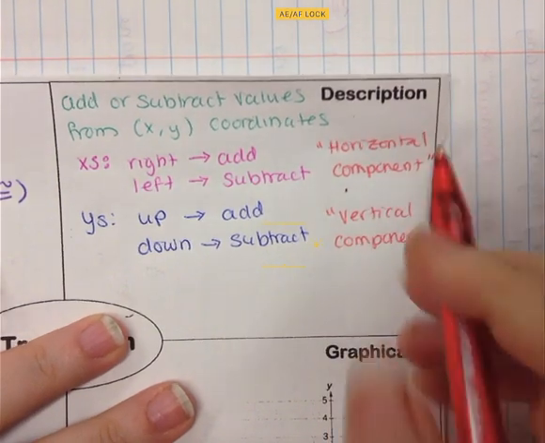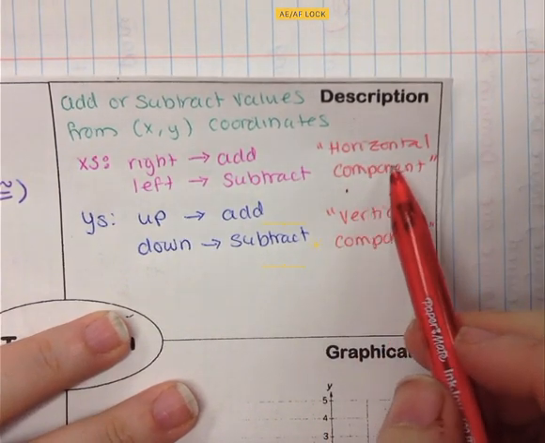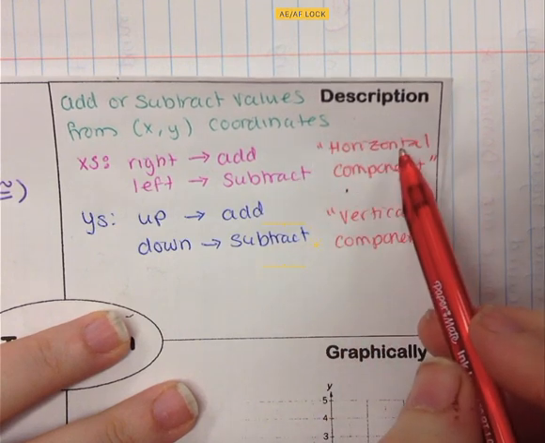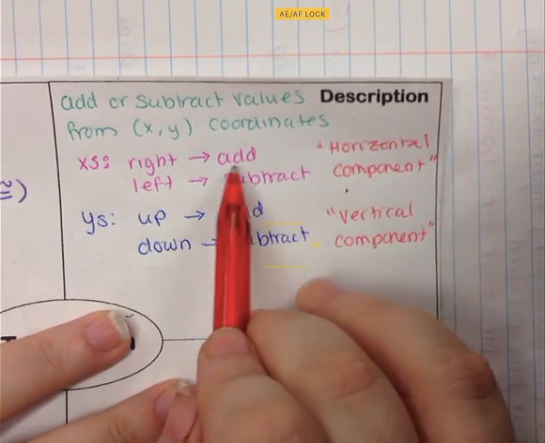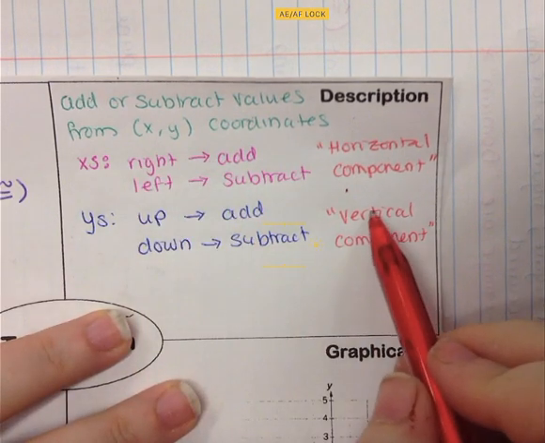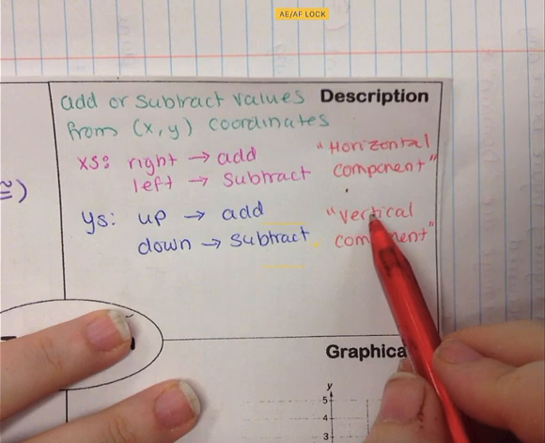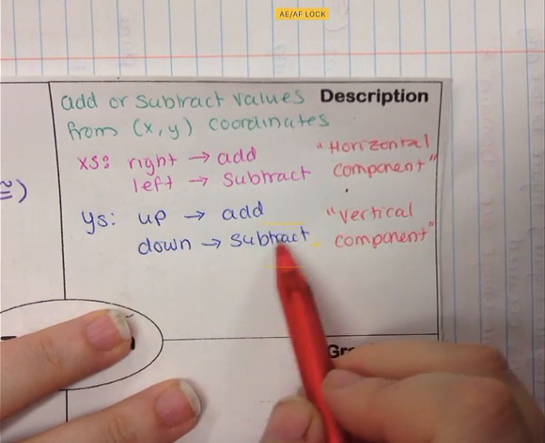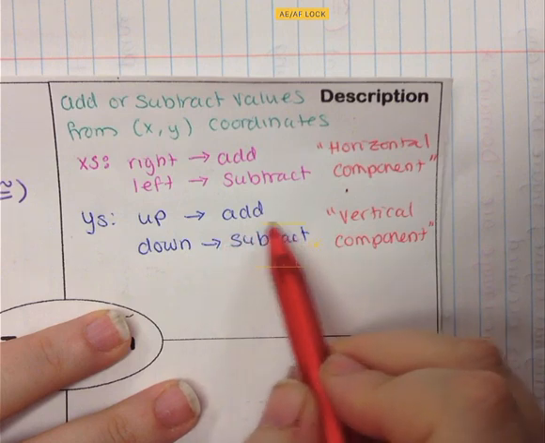So it might say you want to have a horizontal component of 5. That means it's left or right, horizontal, and it was a positive 5. So that means you would add 5. That means you're going to go right 5. If it said vertical component of -2, that would be vertical, so it would be up and down. Negative would be a subtraction, so you would actually go down 2.